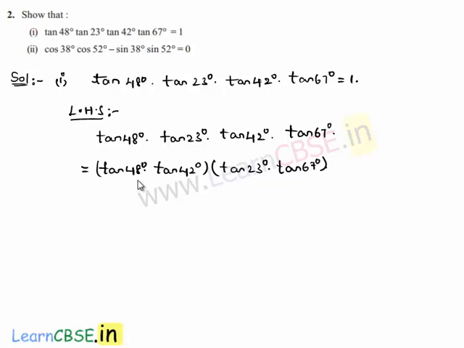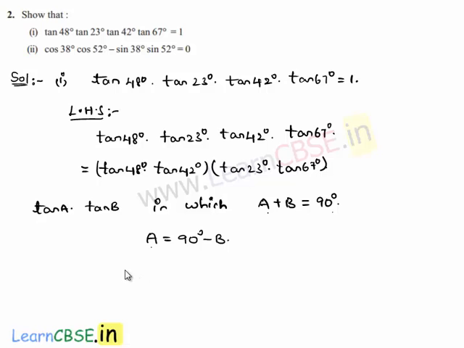Here these are in the form of tan A into tan B, in which A plus B is equal to 90 degrees. In A plus B is equal to 90 degrees, let us make A the subject by sending B to the right hand side. Then it becomes A is equal to 90 degrees minus B.